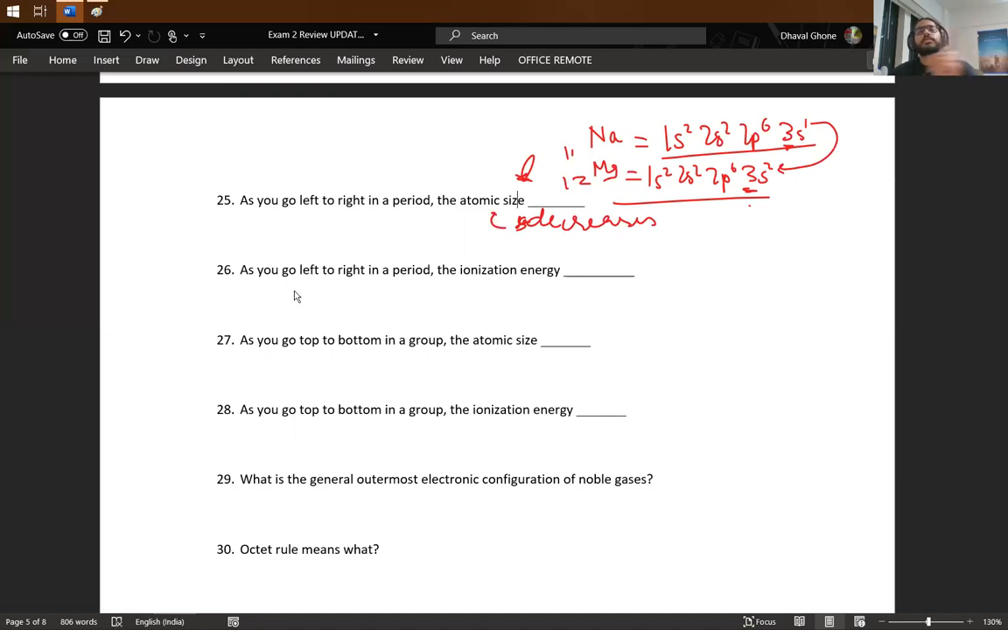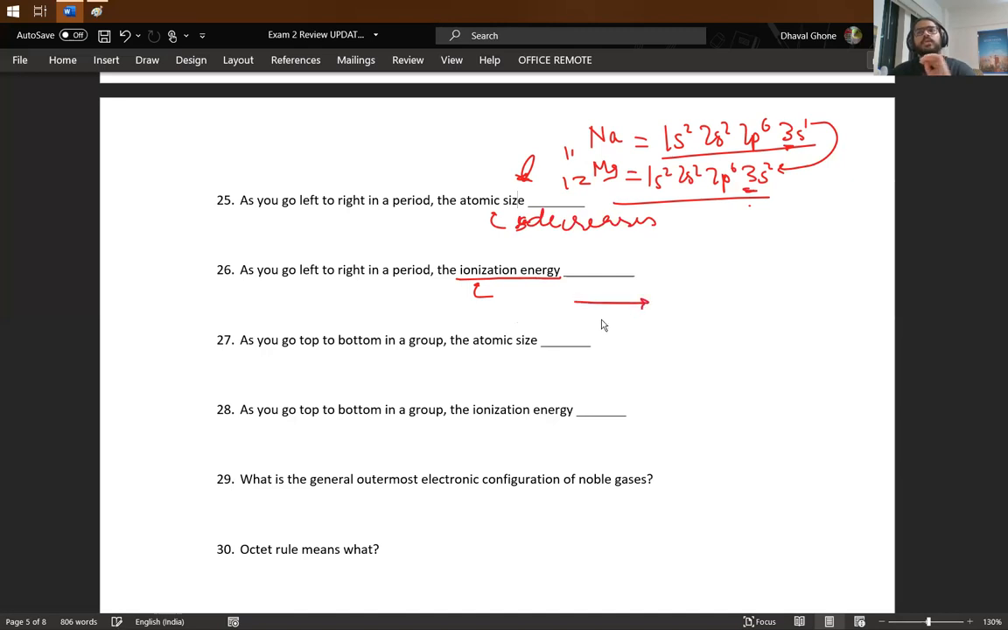Next question: as you go left to right in a period, what happens to the ionization energy? A reminder of what this means: ionization energy is the energy required to remove one electron from the outermost shell of a ground state atom to make an ion. So I'm trying to remove an electron from the atom.